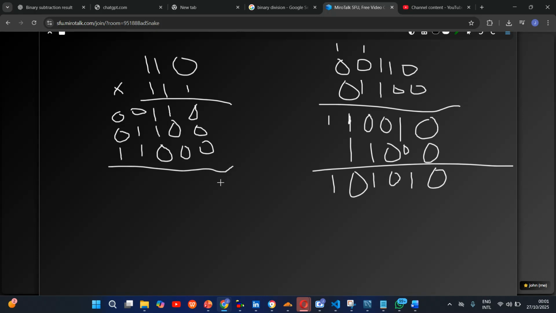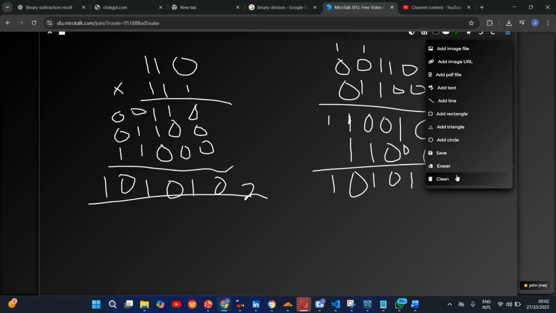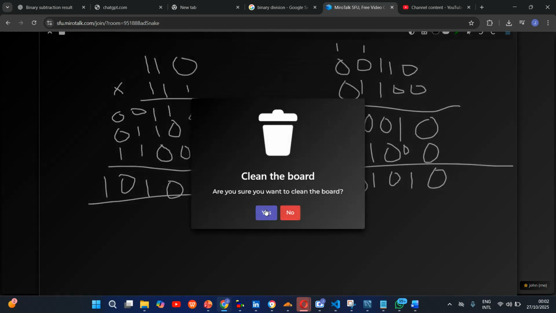So the answer to this is 0, 1, 0, 1, 0, 1. That is the answer in base 2. You can see how simple it is. Let's try to do another one.